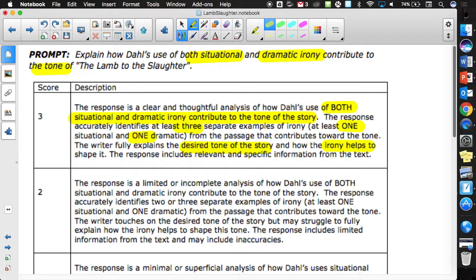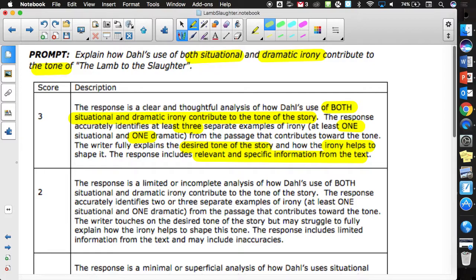The response includes relevant and specific information from the text. What is not a part of that rubric, or that score? What does not factor into why you get a 3, a 2, or a 1? On essays, most writing assignments you would think about what your English teacher is going to be taking into consideration. But what aspect of writing is not mentioned anywhere in that description? How long? Grammar? It doesn't say anything about how long it is. Doesn't say anything about grammar.